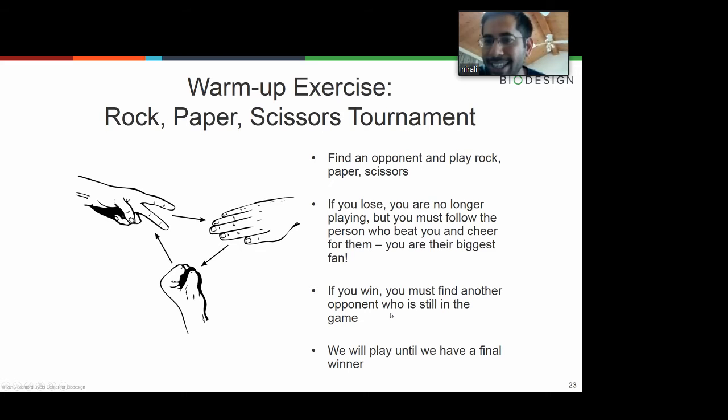If you win, you have to find someone else who's still in the game, okay? And then, if the person you're cheering for loses, you have to support the person that beat them now. You become the fan of the person that they lost to, okay? So eventually you should build a following as this goes on. And then you play until we have a final winner, okay? We're gonna leave the microphone on.